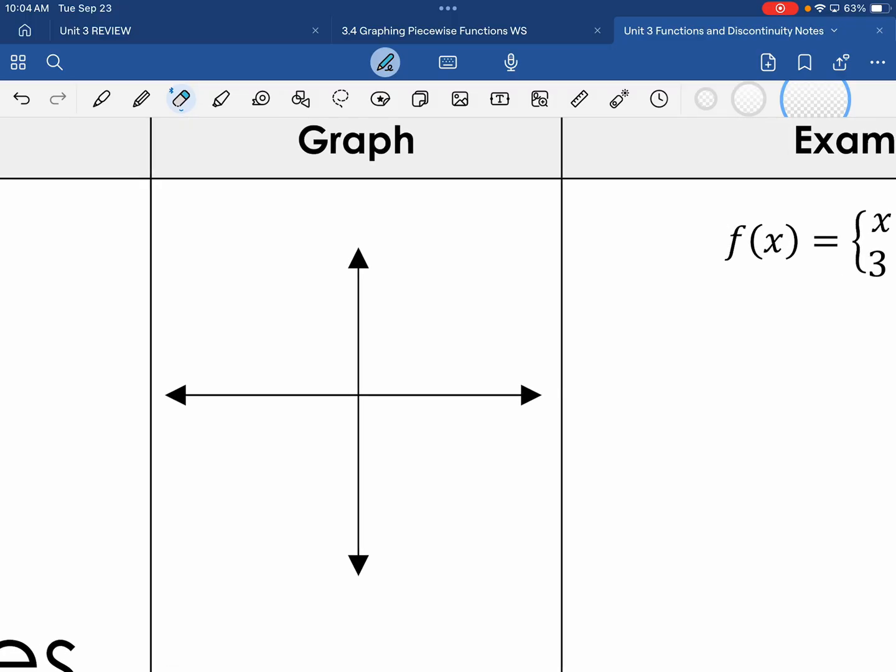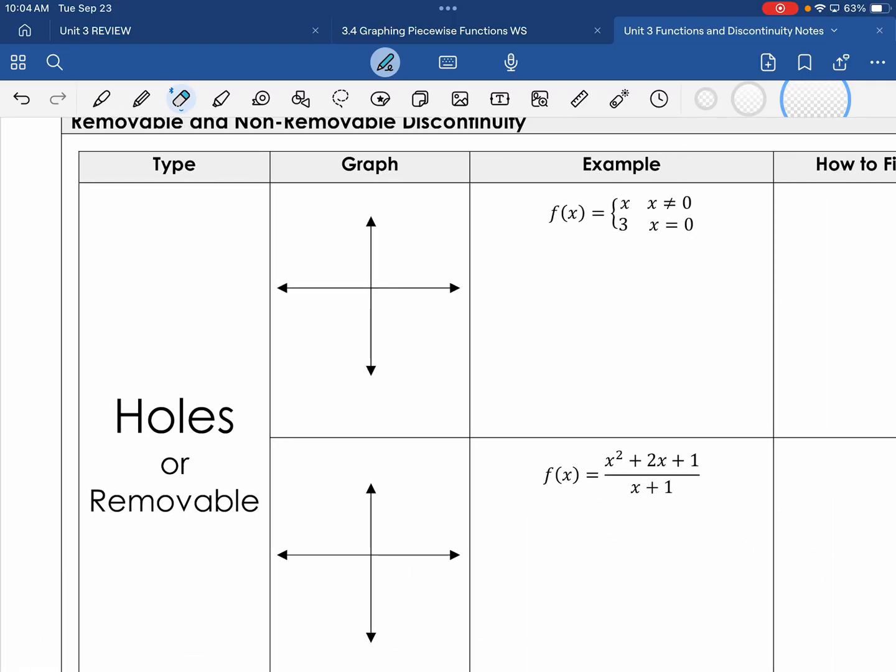So let's look at this first, this chart here. And we're going to first talk about holes. Holes are the hardest one because holes can come from rationals, which is the fraction, or from piecewise. All right, so you could get a hole in either situation. Holes are also called removable discontinuity.